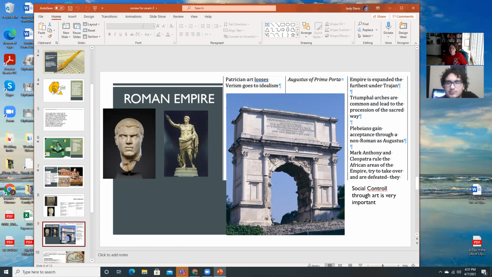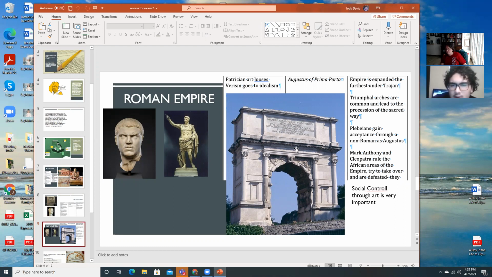Social control through art is very important because the empire is so large. They have a difficult time handling security for that much land, and they're constantly being challenged.